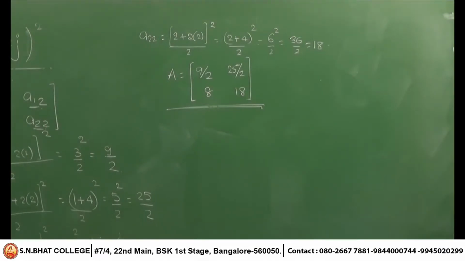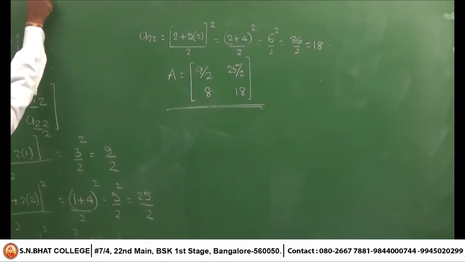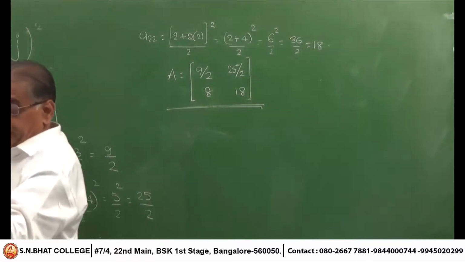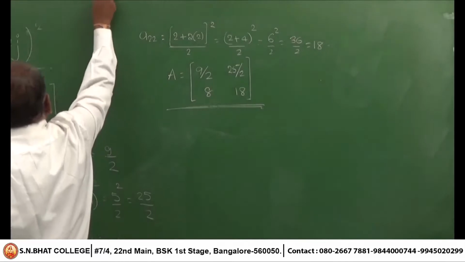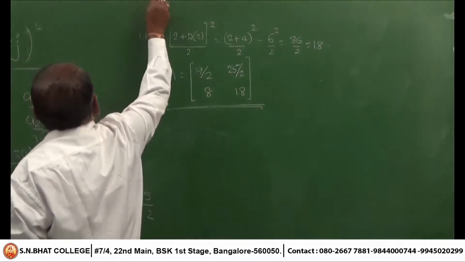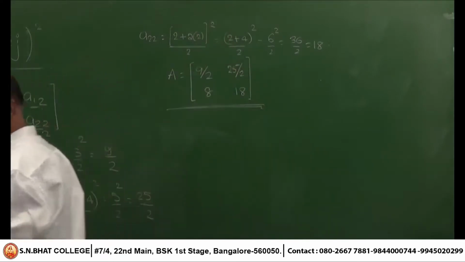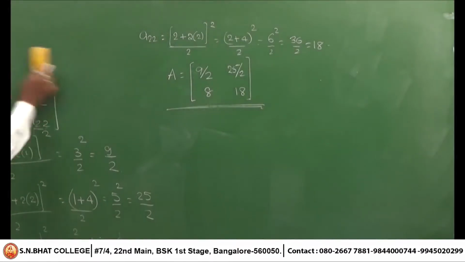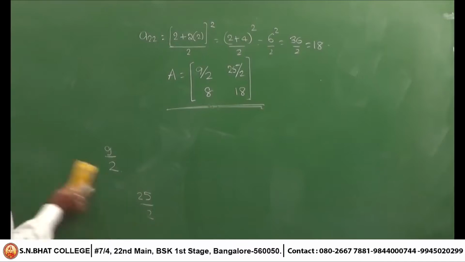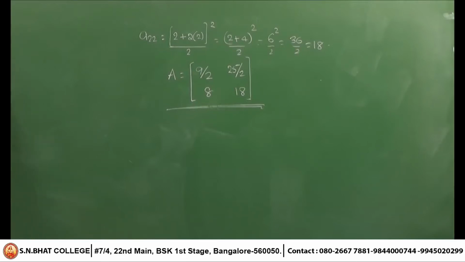Next, the third question is: construct a 3 cross 4 matrix whose elements are given by Aij is equal to half into modulus of minus 3i plus j.